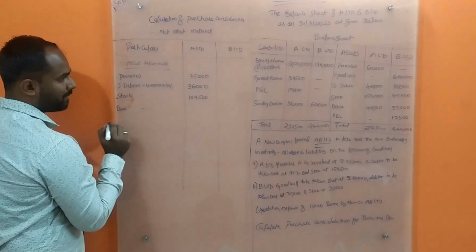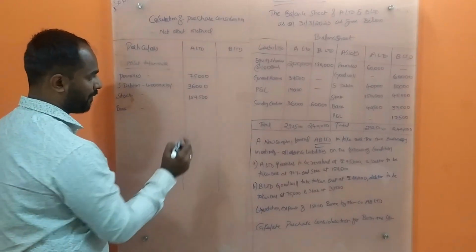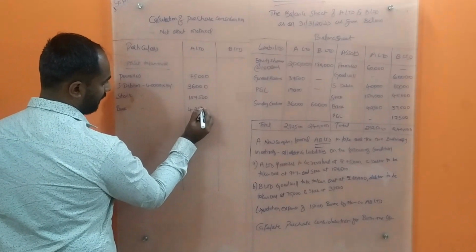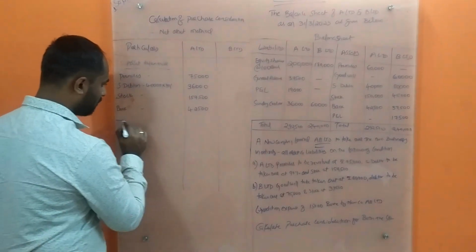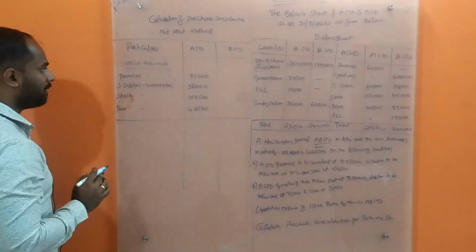About the bank, they have not mentioned anything. So we will calculate based on the book value, 42,500. This is very simple. Okay. So now next item, B Limited, we will go.